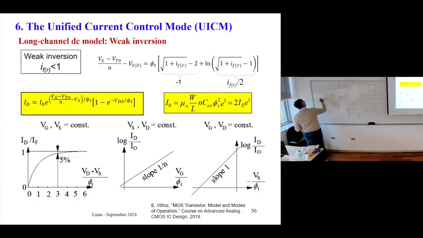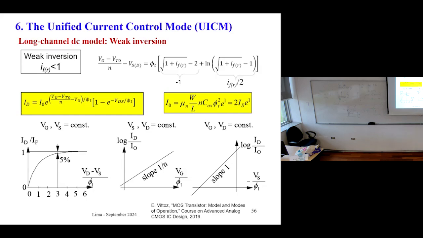For x much less than 1, the square root of 1 plus x is approximately 1 plus x over 2. So in this case, this term becomes approximately equal to I over 2, right? Then I can move this -1 here, and I have an expression which is this one. So ID is an exponential function of Vg over n phi t, and an exponential function of minus Vs over phi t. Once again, you should note that the dependence on Vg is less than the dependence on Vs.